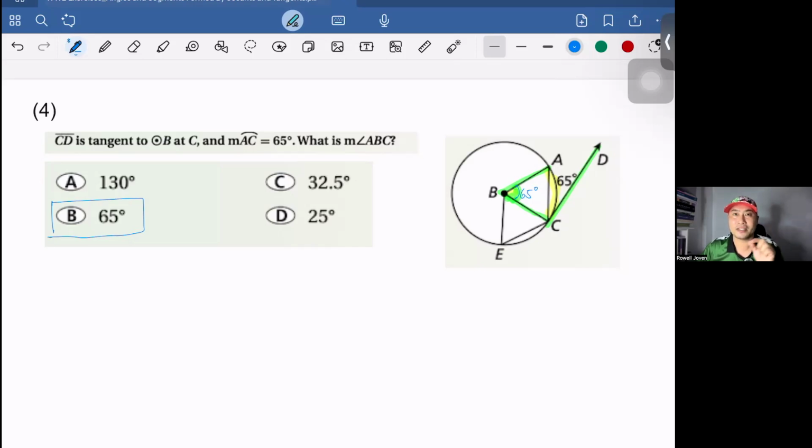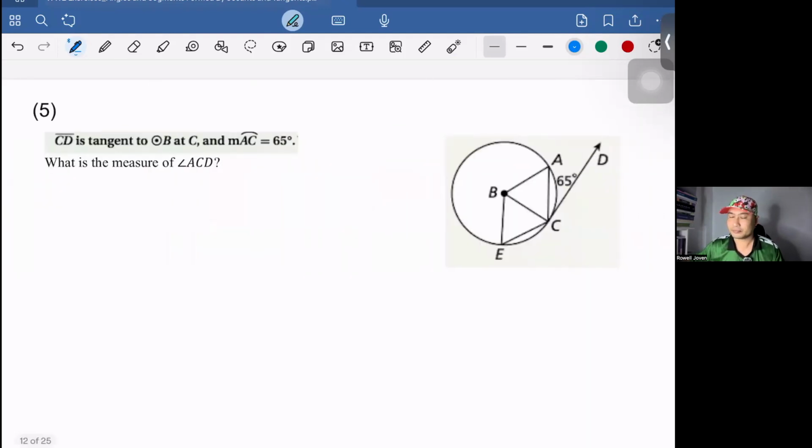By definition of the central angle, the measure of the central angle is always equal to the measure of its related arc. Or the measure of the central angle is always equal to the measure of its intercepted arc. All right. So let's now proceed to the next problem.